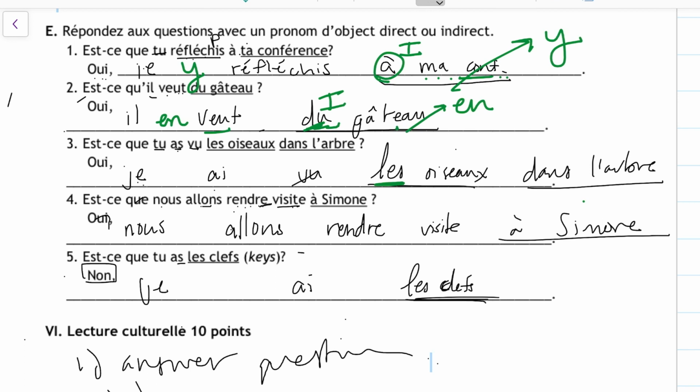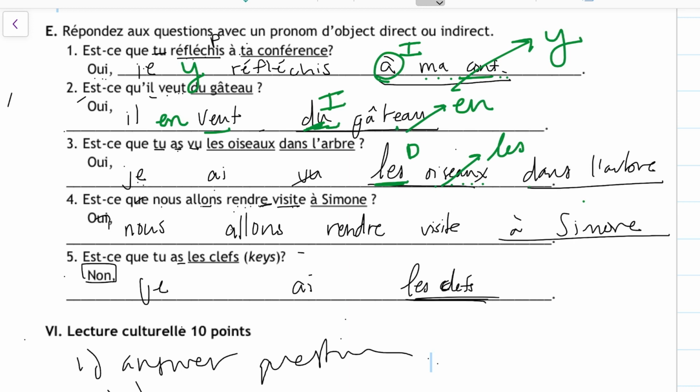Next, les oiseaux. Is it direct or indirect? Look at this first thing. Is that a preposition? No. So this is direct. Is oiseau a person? No. So it can't be me, te, nous, or vous. It's got to be le, la, les. In this case, les oiseaux will become les.